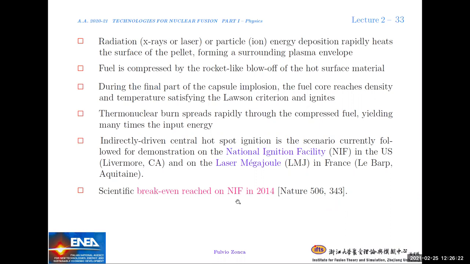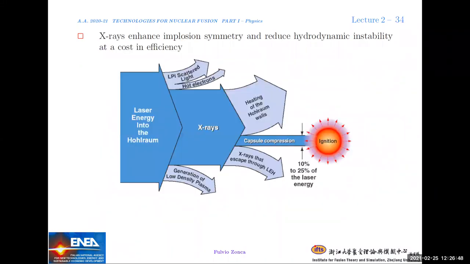So it was actually a failure, because they were sure they could reach ignition. Instead, they reached only break even. And the reason why this was a failure, even though a big achievement, but a failure with respect to the expected target, is the lack of symmetry in the scheme that they were using for the compression of the target. And this loss of energy was actually the problem. And in fact, when the X-ray enhanced the implosion symmetry, when you are using the indirect drive, the hydrodynamic instability is what really kills the experiment itself.